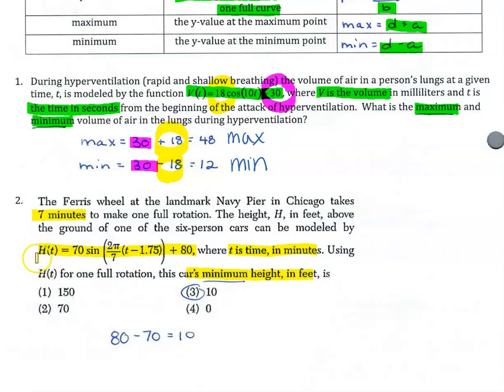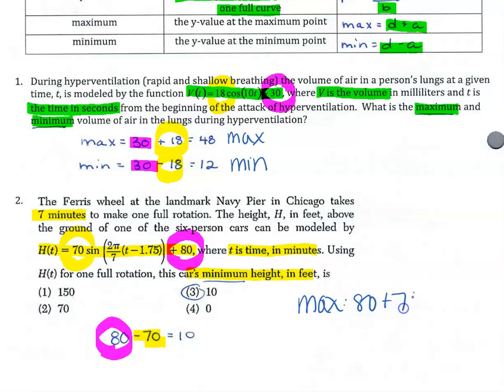Height is your y value, and we know that to figure out a minimum, we're going to take the midline, which is where this 80 is coming from, and subtract the amplitude, which is 70, and that's where we're getting a height of 10 from. Now, if I wanted a maximum just for fun here, my maximum would be, again, the midline plus the amplitude, which is where 150 is actually one of the options. So 150 would be your maximum, 70 is actually the amplitude. And 0 is really nothing helpful in this problem, so that one's just a throwaway answer.